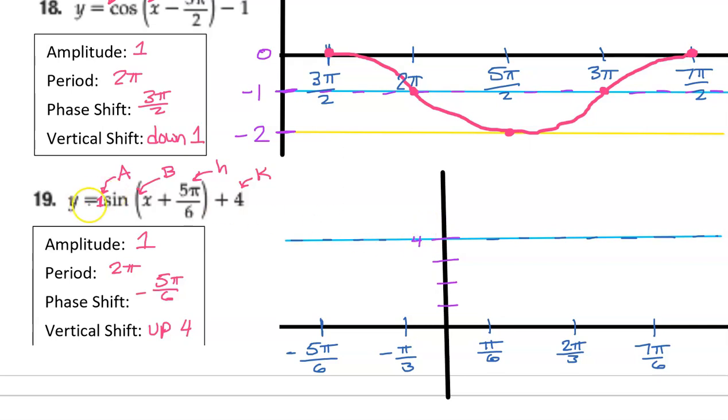Now, what about the amplitude? Remember that the amplitude is 1. That means the high and low of the graph will be 1 above and 1 below the midline. If I go 1 above the midline, I will be at 5. If I go 1 below the midline, I will be at 3. You need to label at least these 3 y values, the low, the middle, and the high.